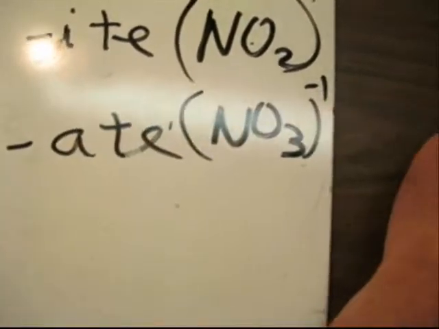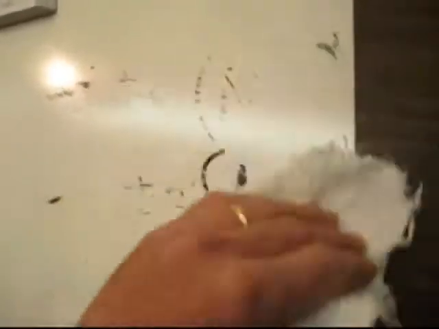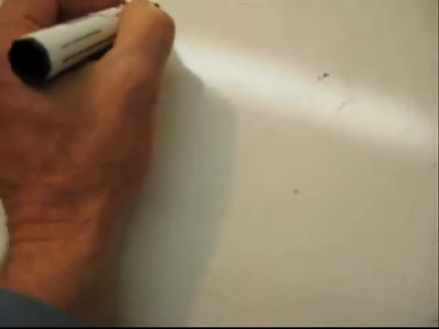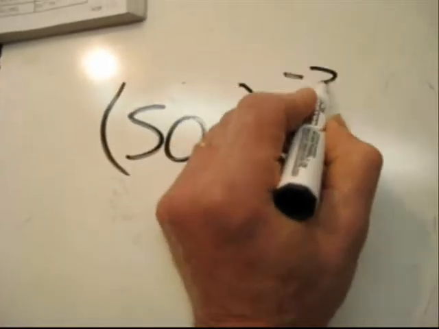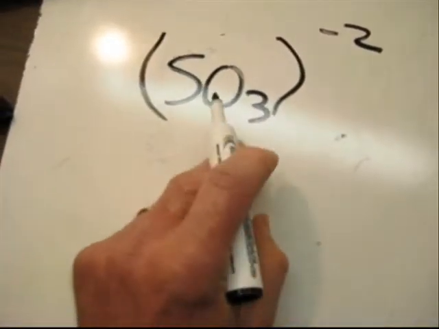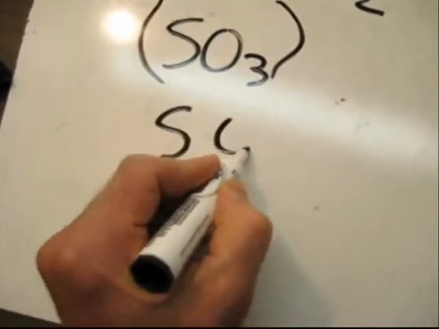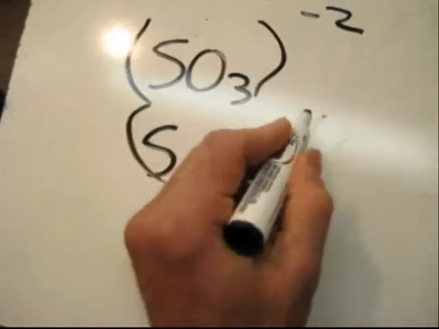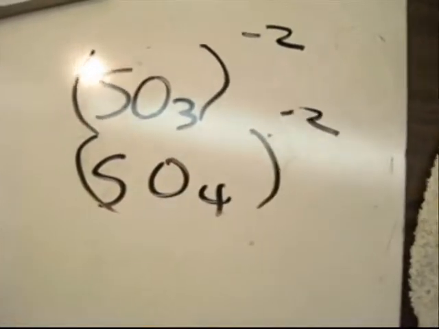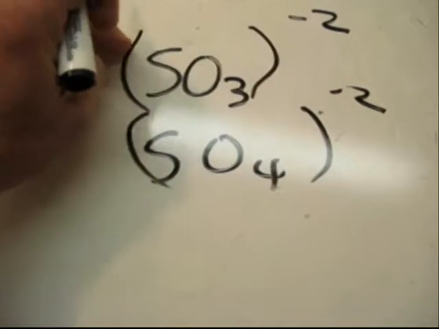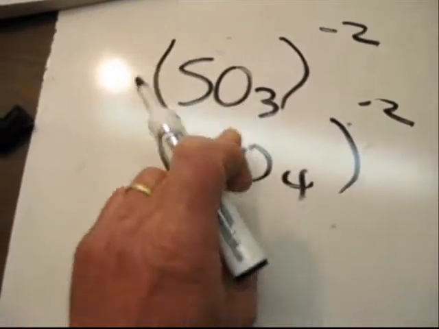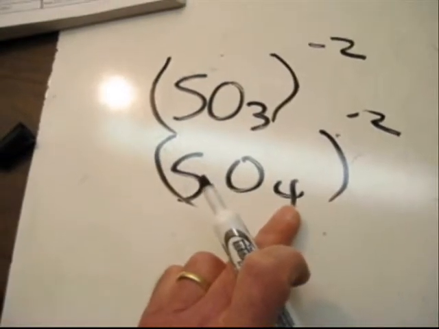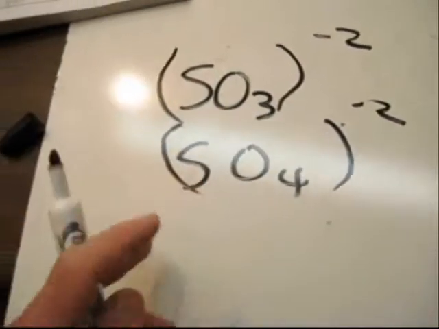If we look at another set, sulfite and sulfate. Sulfite is SO3, and we'll put our parentheses. It's got a -2 charge. Sulfate is going to have more oxygens. It's SO4, and again a -2 charge. So the ending ite, sulfite, has fewer oxygens than the ate ending, sulfate, which would have the 4 oxygens here. So ite's less than ate.